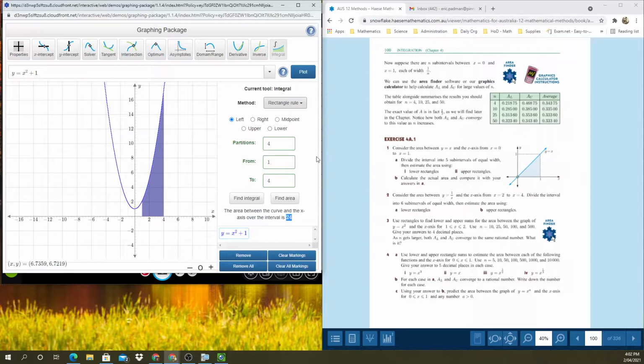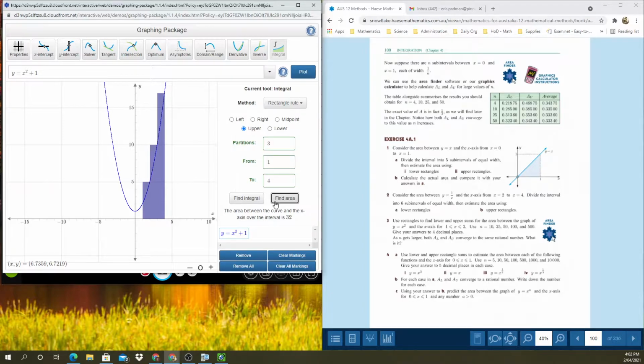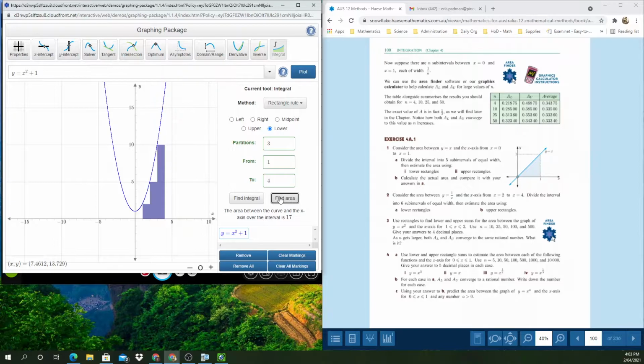Now let's use a rectangle rule. In the first exercise we found partitions. We did it with 3 and did it from 1 to 4. If we do our upper calculation, find area, that's the 32. That's what it looks like. And the lower was that 17, as we got in our notes. So what if I was then, instead of 3, we'll do it into 30. Let's work out the numbers there.